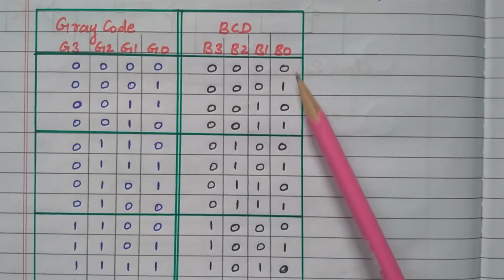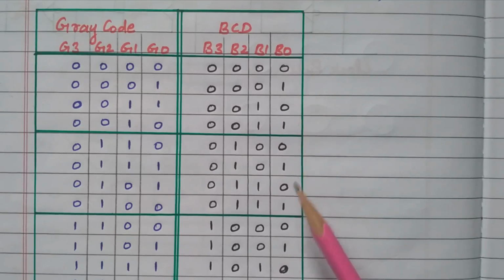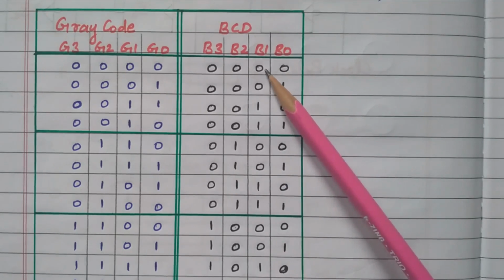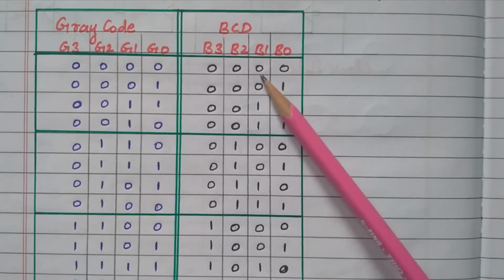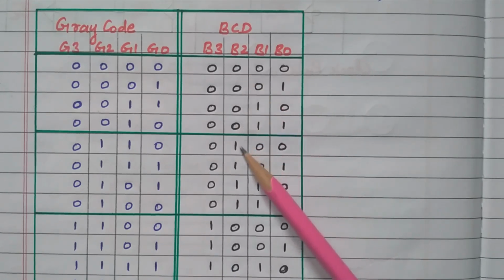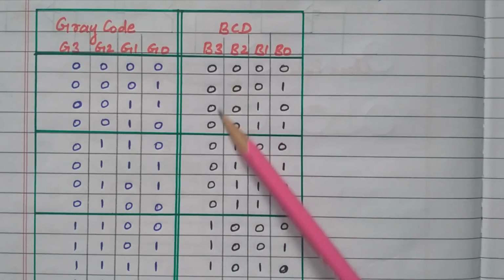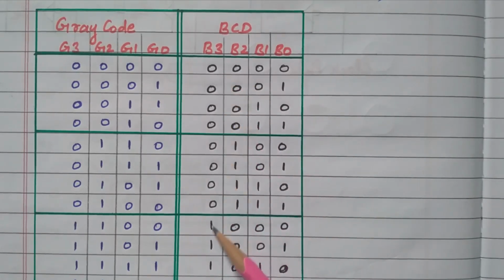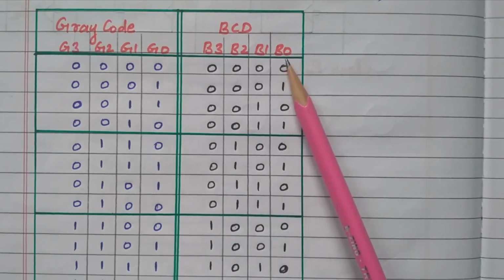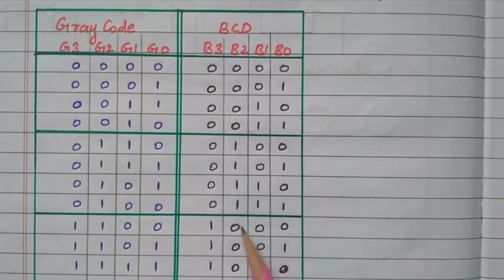See this B0, we have 0, 1, 0, 1 like that, so there are 1, 2, 3, 4, 5, 6, 7, 8 ones available. Similarly, B3, 2 zeros, 2 ones, so here also 8 ones are available. Here first 4 zeros, remaining 4 are ones, so here also 8 ones. Here first 8 are 0, remaining 8 are 1, so here also 8 ones are available. So for all four, B0, B1, B2, B3, there are 8 ones available.